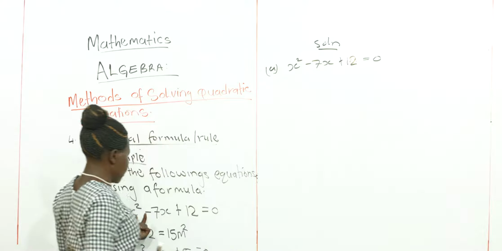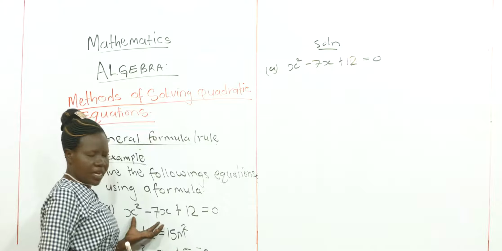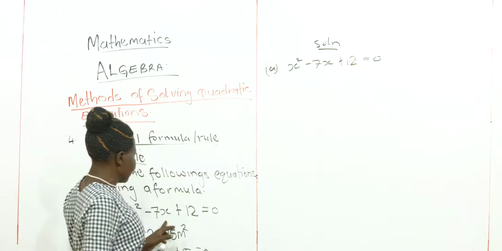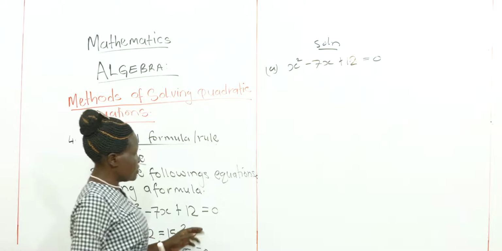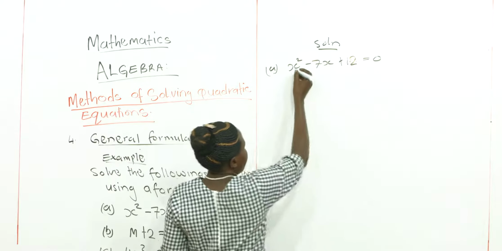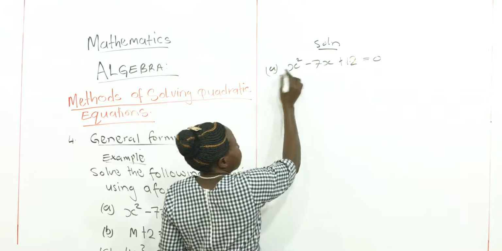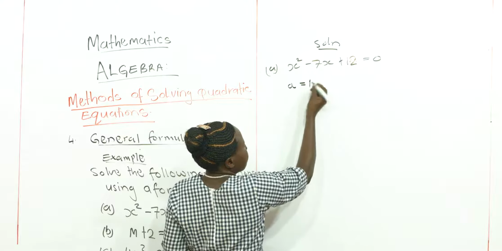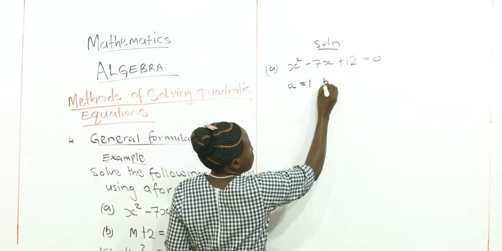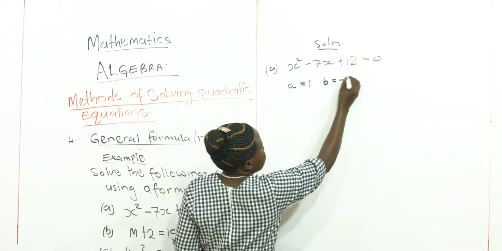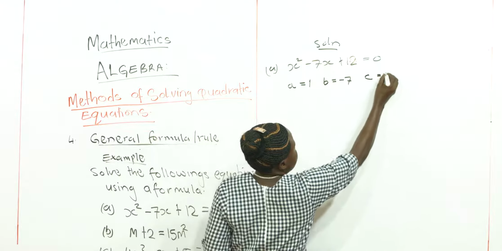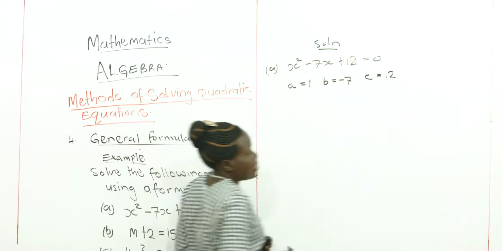There are 3. So what is the value of the first term? What is the value of the second term? And what is the value of the third term? So our first term here, the coefficient is A equals to 1. And then when we come to B, we find it is negative 7. And then when we come to C, we find it is positive 12. That is your first step.